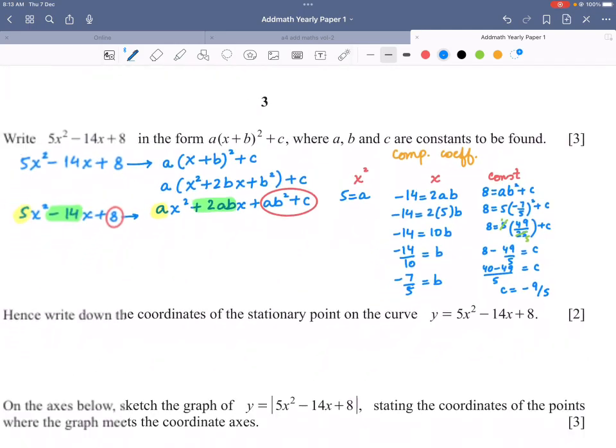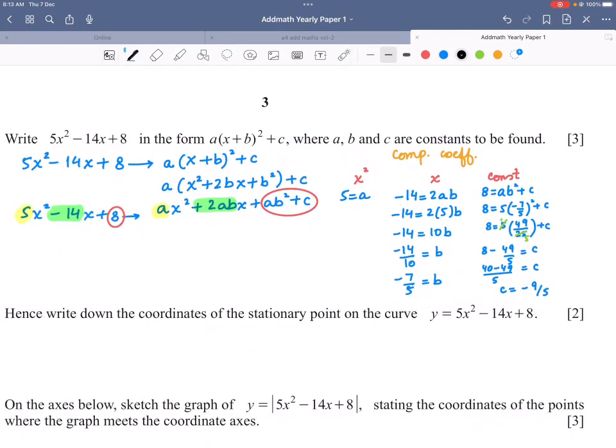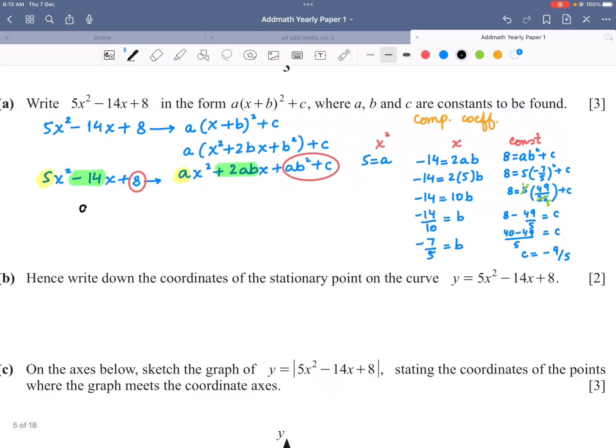Now we have the values for a, b and c, all of them. So we need to plug the values into my main equation, a(x + b)² + c. Plugging the values, a is 5, (x − 7 over 5) whole squared, c is −9 over 5. That is your first part answer.